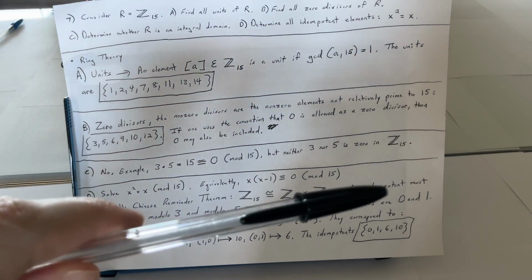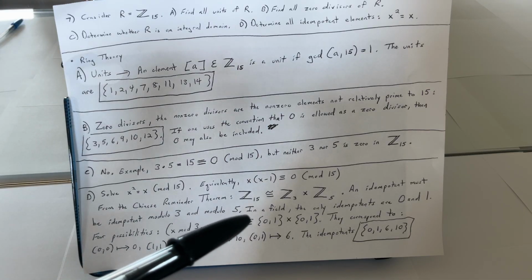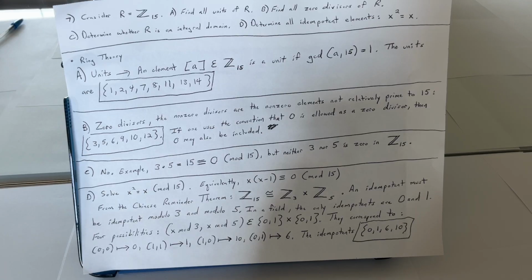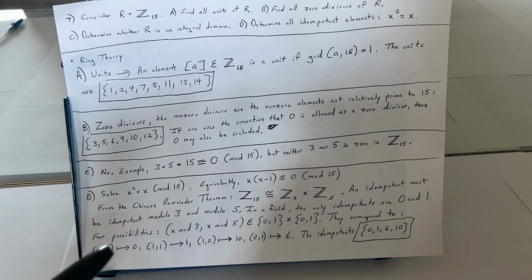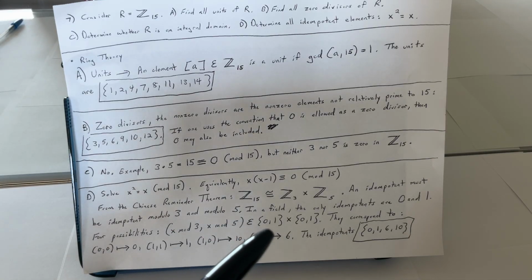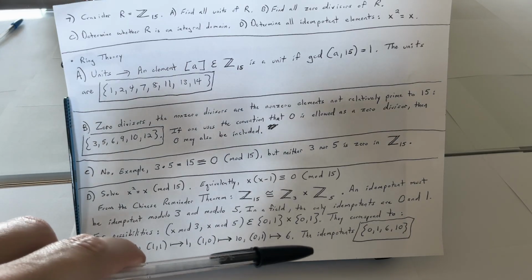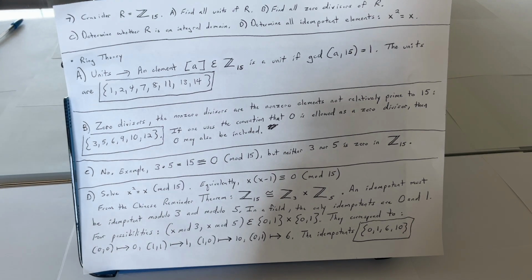An idempotent must be idempotent mod 3 and mod 5, and in a field the only idempotents are 0 and 1. So there are 4 possibilities: (x mod 3, x mod 5) belongs to {0, 1} × {0, 1}, and they correspond to the following. So we get for the idempotents 0, 1, 6, and 10. Okay, so that's for number 7.